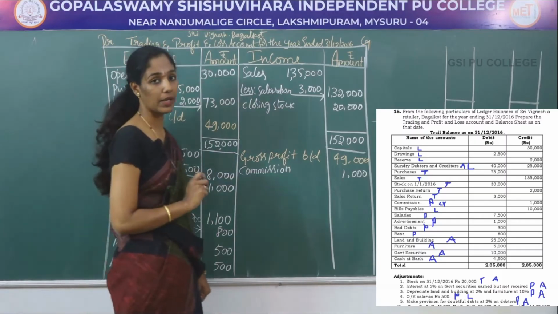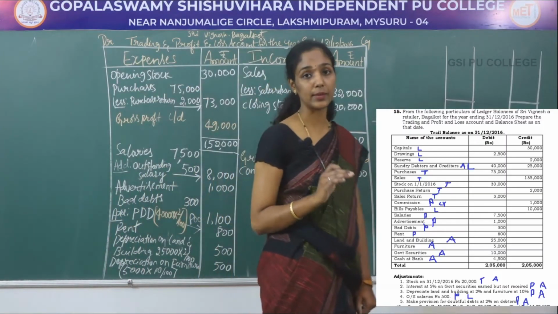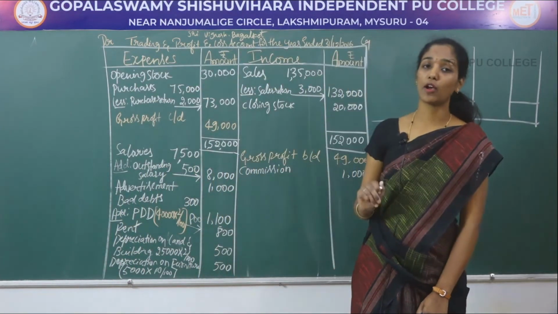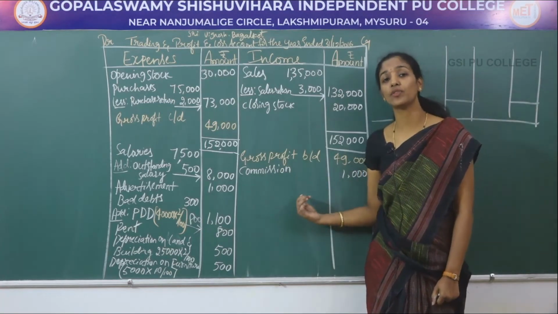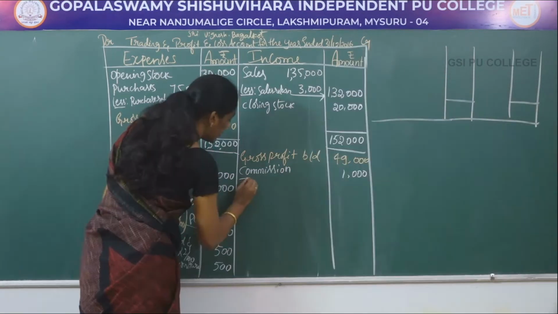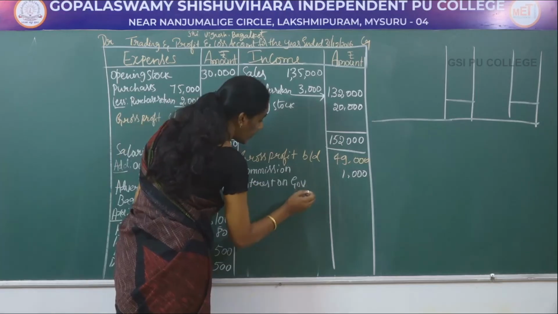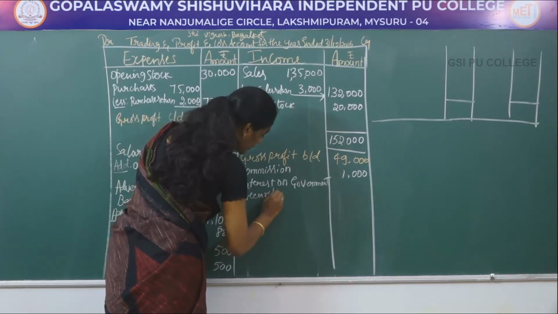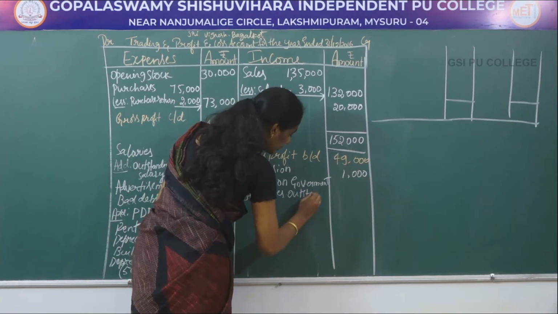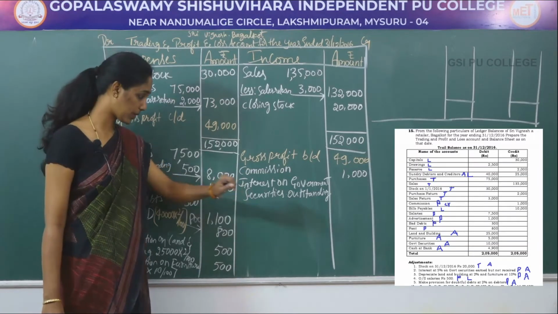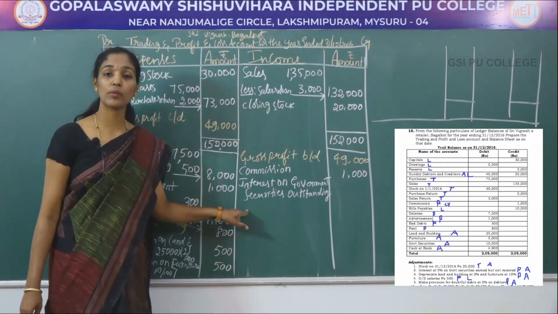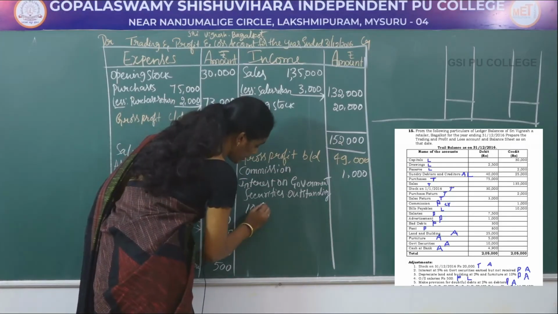So as I said in the beginning, it is an accrued income to the business. So it should be recorded on the credit side of the profit and loss account. Interest on government securities outstanding. It is also called an outstanding income to the business. So what is the amount of government securities? 10,000.